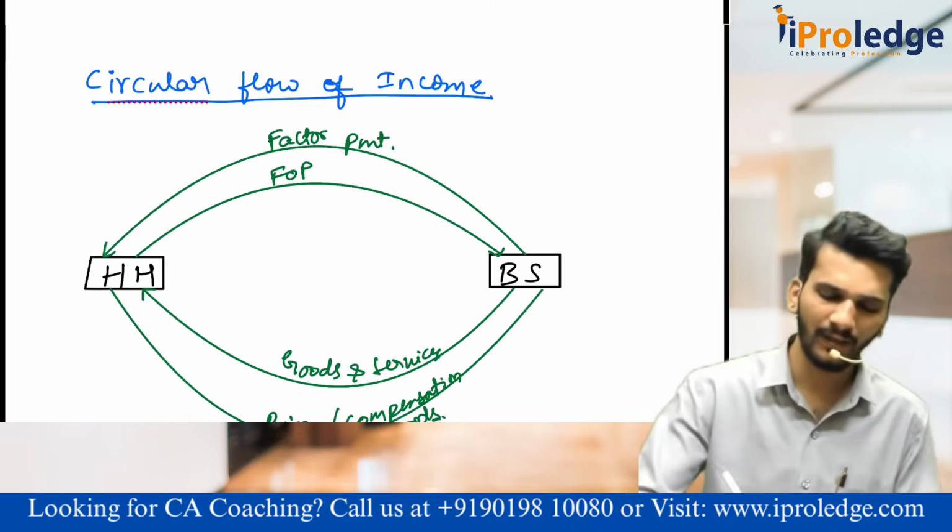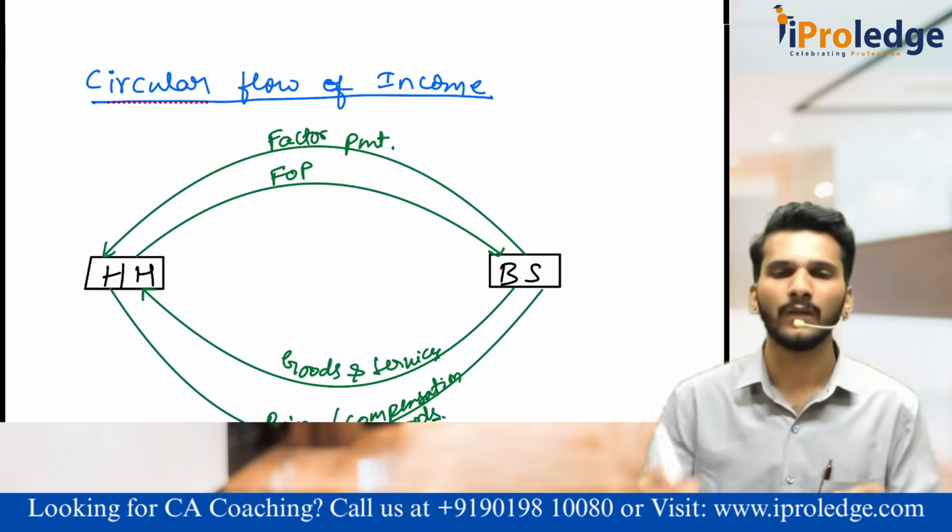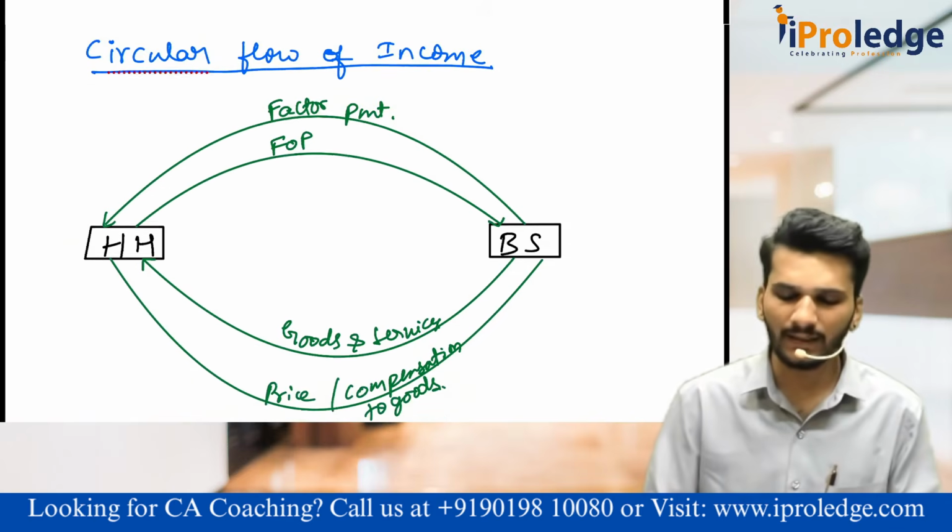So you understood this? What do we call it? We call it circular flow of income, where the income is flowing in a circle, it is not going outside the circle. Sir, what does it mean that income is flowing in a circle?